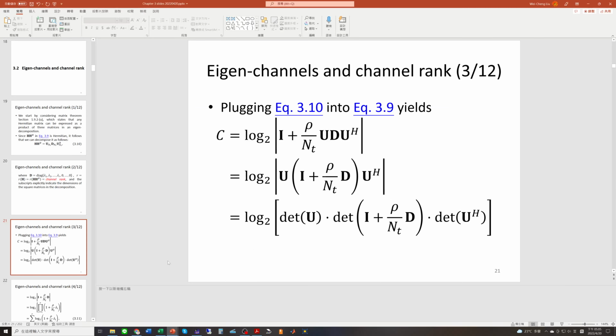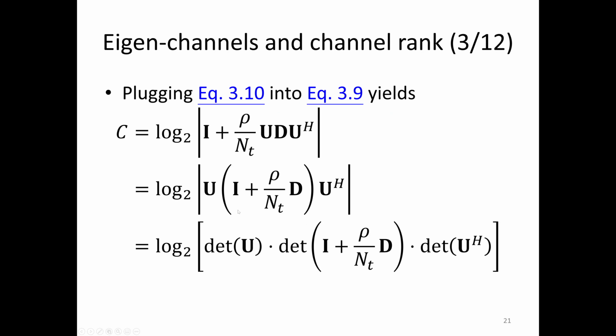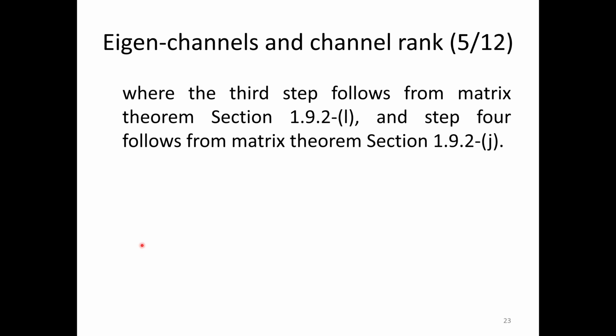Okay, let us go back to the slides. This is equal to the log 2 of the determinant of U times the determinant of I plus rho over nt times D times the determinant of U Hermitian. Why? Let us go to here.